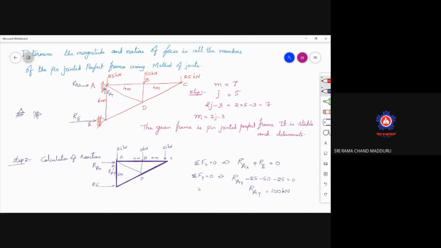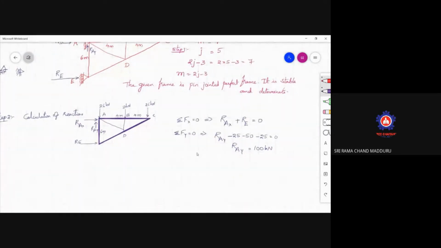Please remember, whenever you write the value, along with that value, the units are very important. So this is Ray is equal to. Now take moment about A. Sigma M about A is equal to 0.